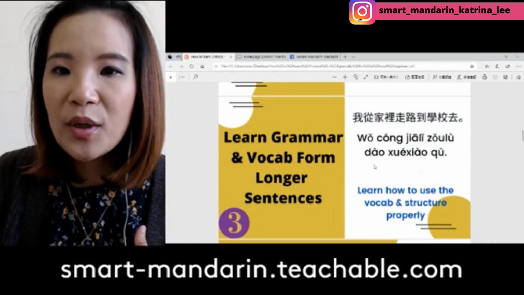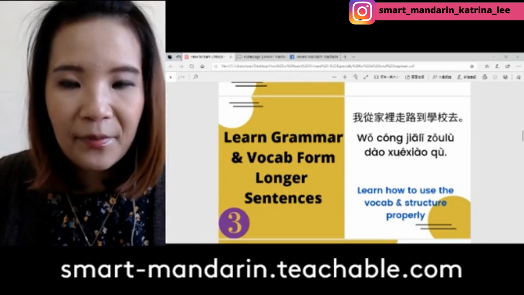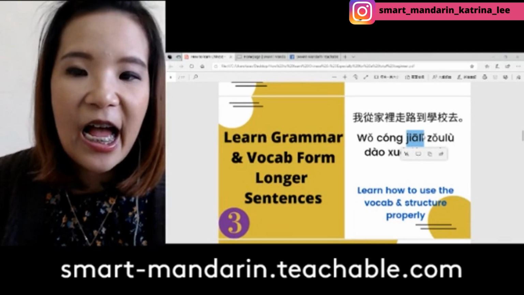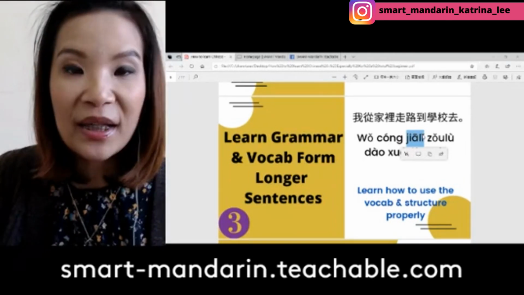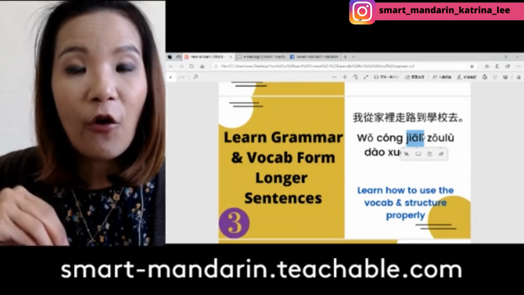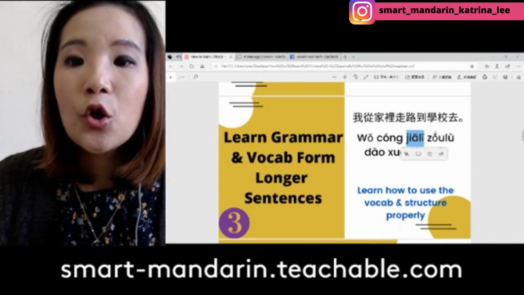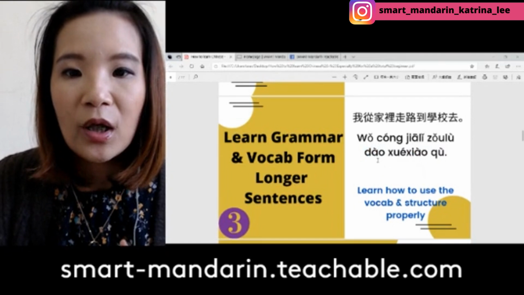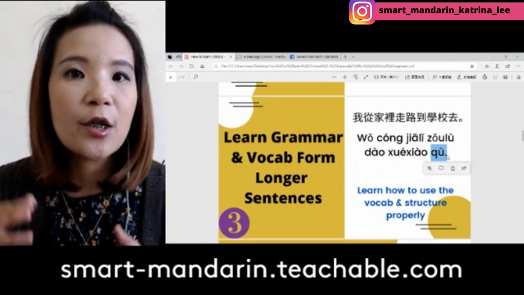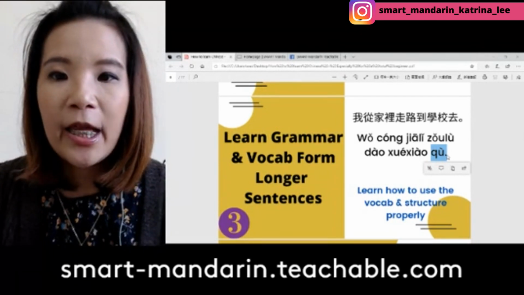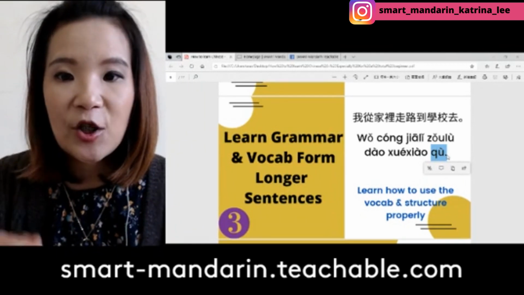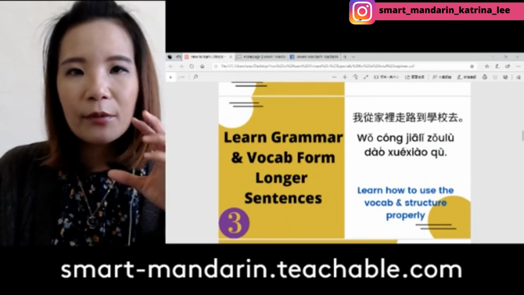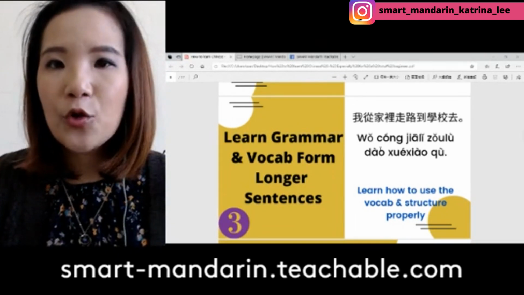And so 我从家里走路到学校去. What does that mean? 从 means from. 家里 means 家, but it literally means home inside, meaning at home. 从家里, from home. 走路, to walk. 到学校去, to school. 到 somewhere 去 is actually a structure in level 2. If you're taking the HSK test, that is an HSK 2 level structure. 到学校去 means to go to school. So now you're learning the longer sentence for your level 2.